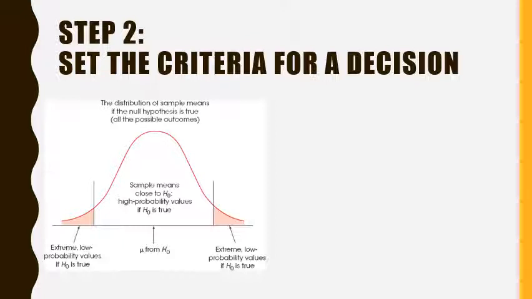Remember, the null says you're like everybody else. So if it's not true, that means you're different. So you have extreme values, it's different. So let's talk about the alpha level.